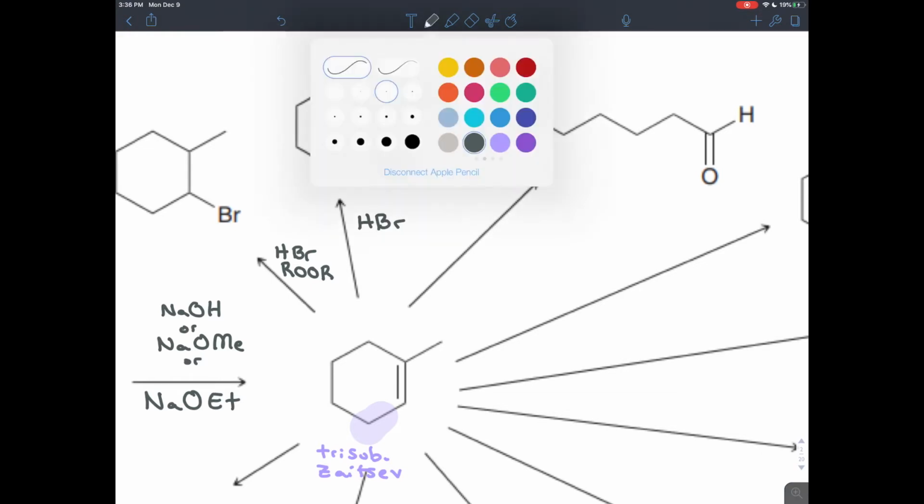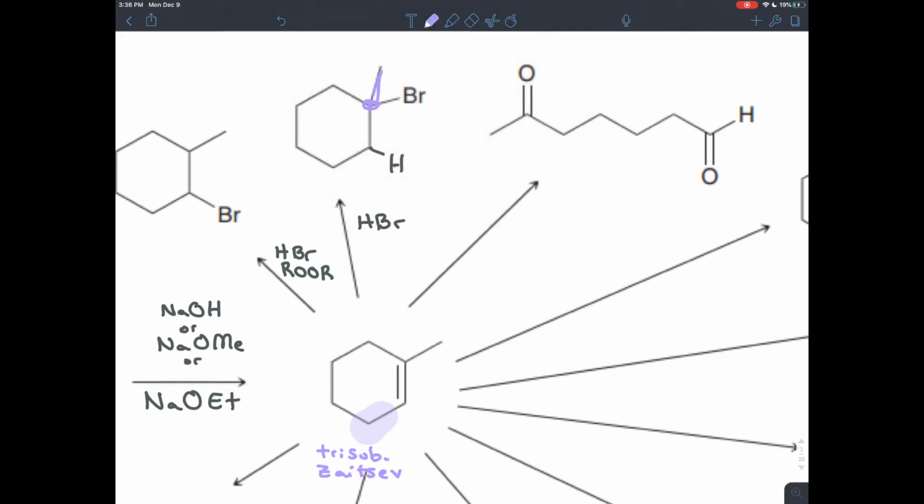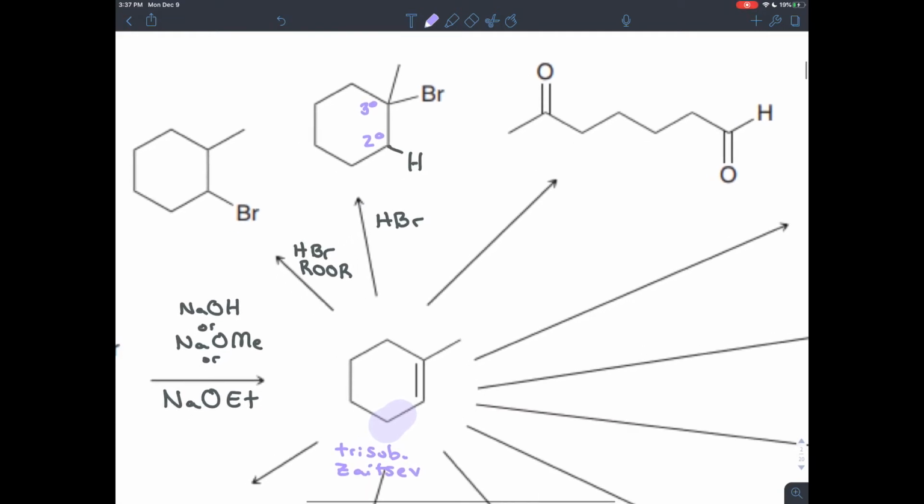Notice that this carbon at the top is bonded to 1, 2, 3 carbons, so it is tertiary. The carbon at the bottom is bonded to 1, 2 carbons, so it is secondary. Notice that the hydrogen went to the less substituted carbon. That's Markovnikov addition, and so you don't add peroxides here. You just leave it as HBr. You get Markovnikov addition of H and Br.